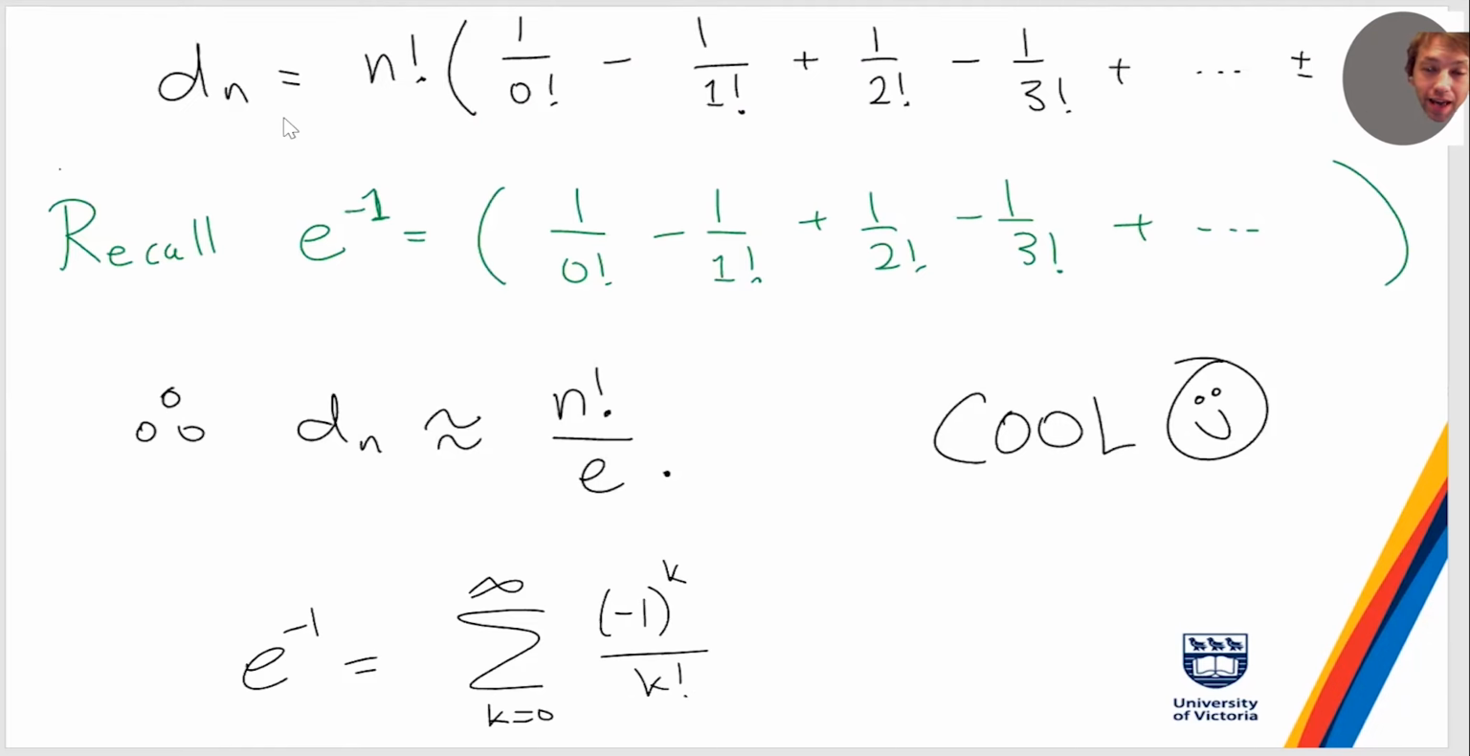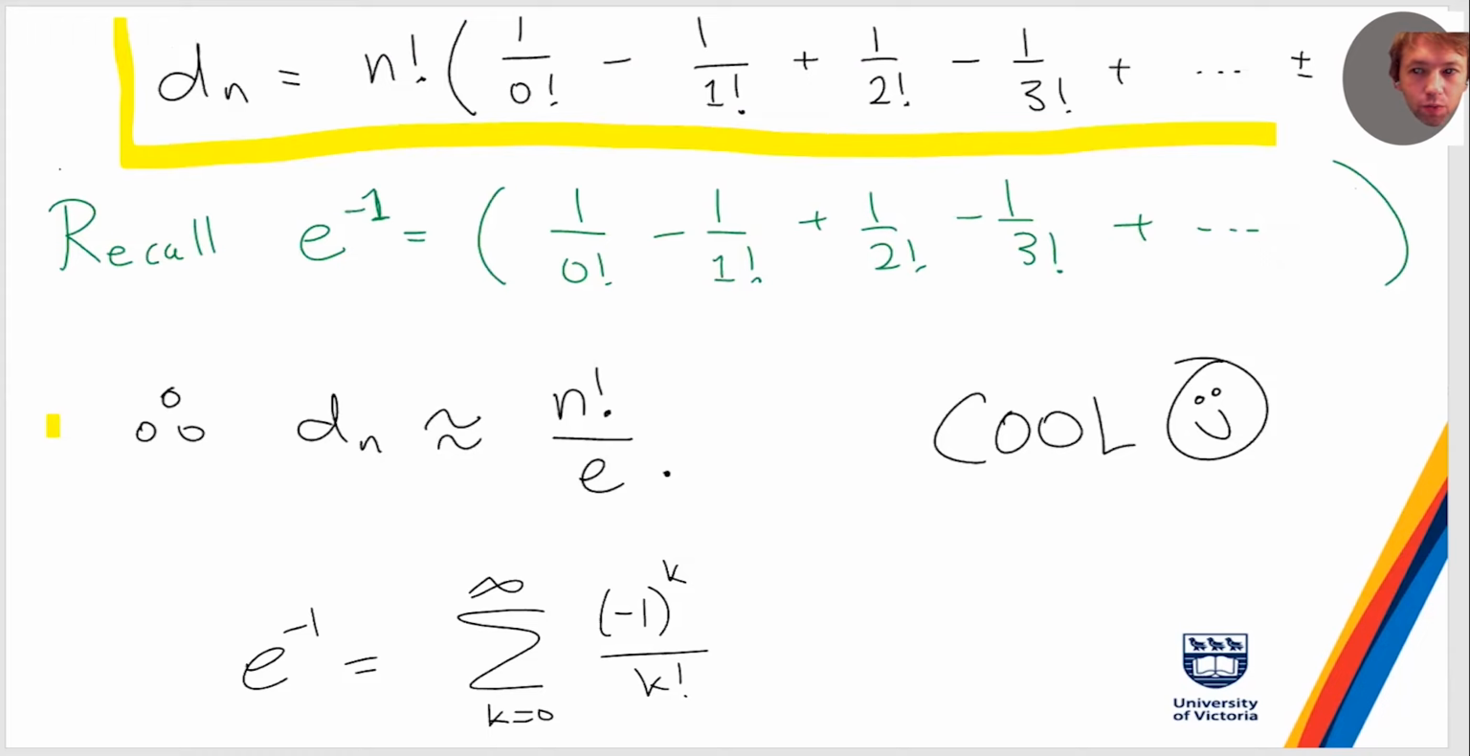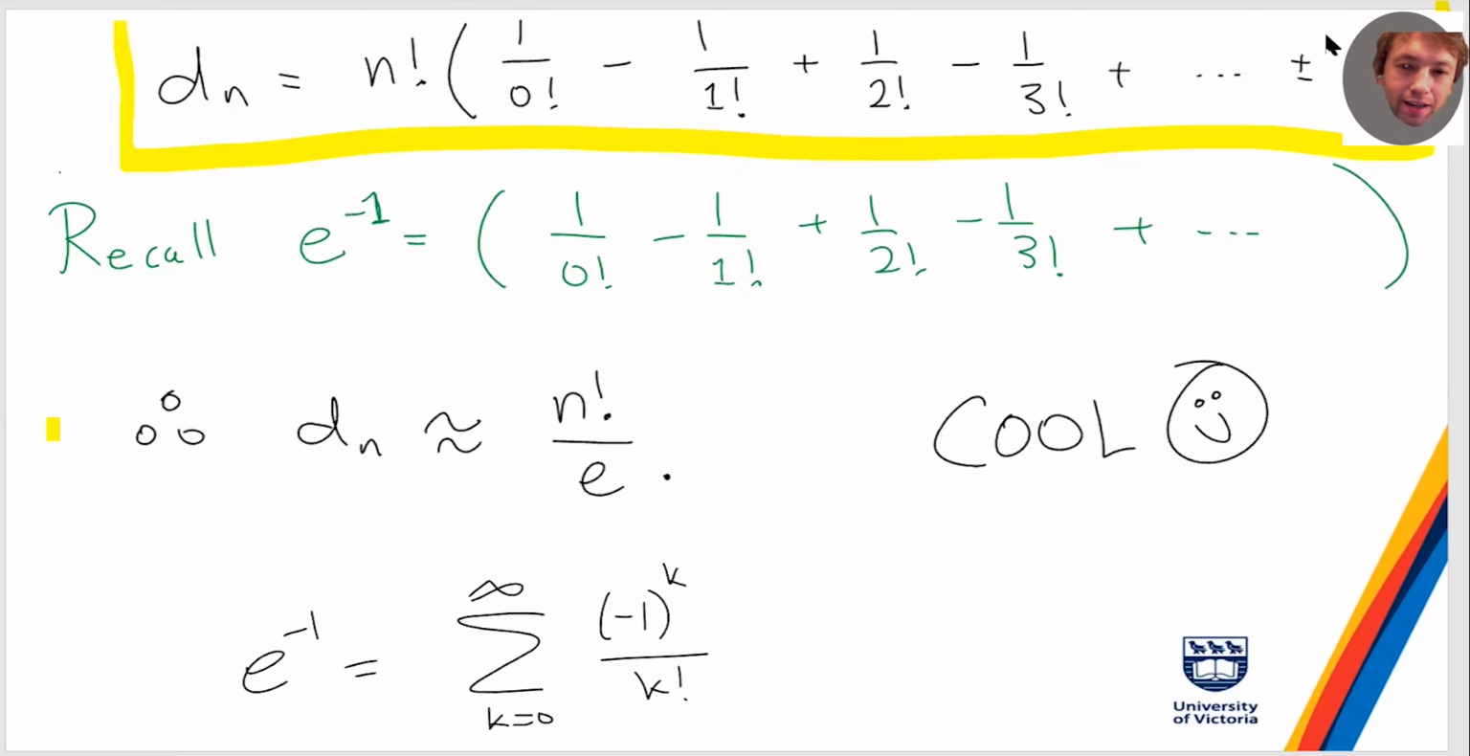What we've proven already is that dn is this thing, which is not an infinite sum because it stops at n. But as you can imagine, as n gets larger and larger, the sum becomes a better and better approximation of e to the -1. So roughly, weirdly enough, if n is very large, or I don't even think it has to be that large, dn is roughly n factorial over e.